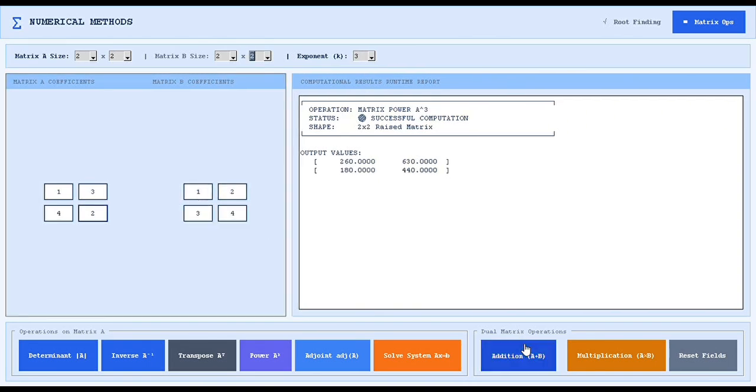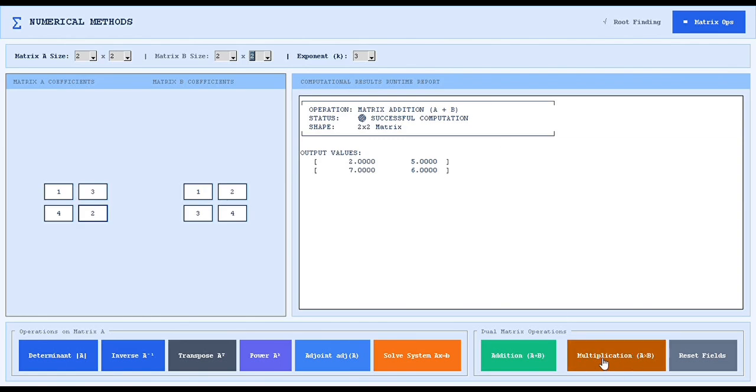For dual matrix operations, I will set matrix A to 1 and 3, 4 and 2, and matrix B to 1 and 2, and 3 and 4. For addition, the program performs an element-wise sum. Each element of A is added to the corresponding element of B. For these matrices, that gives us a result of 2, 5, 7, and 6. The app validates that both matrices have identical dimensions before computing.